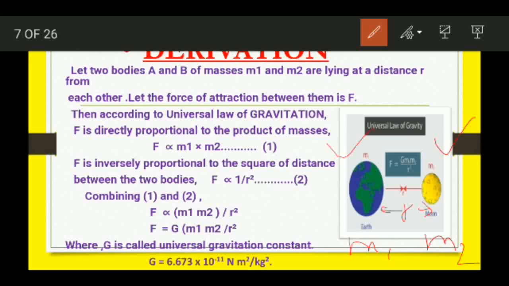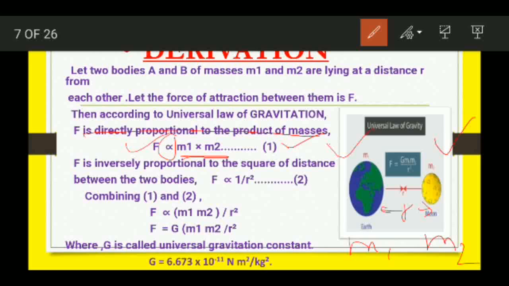According to the universal law of gravitation, F is directly proportional to the product of masses. This is the directly proportional symbol, and it means the force will directly depend on the product of the masses of the two objects. Let us take it as equation 1.